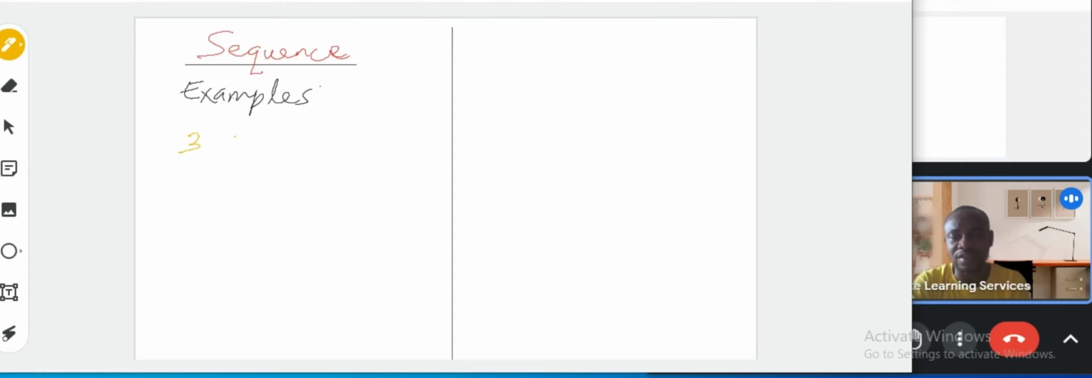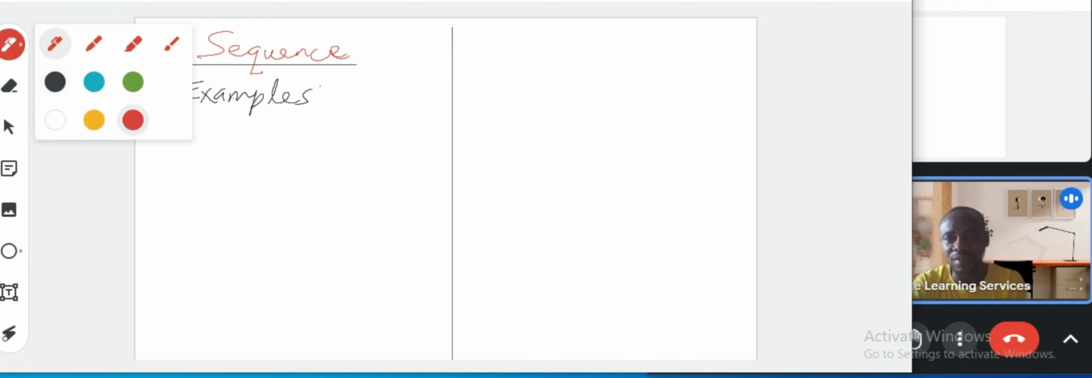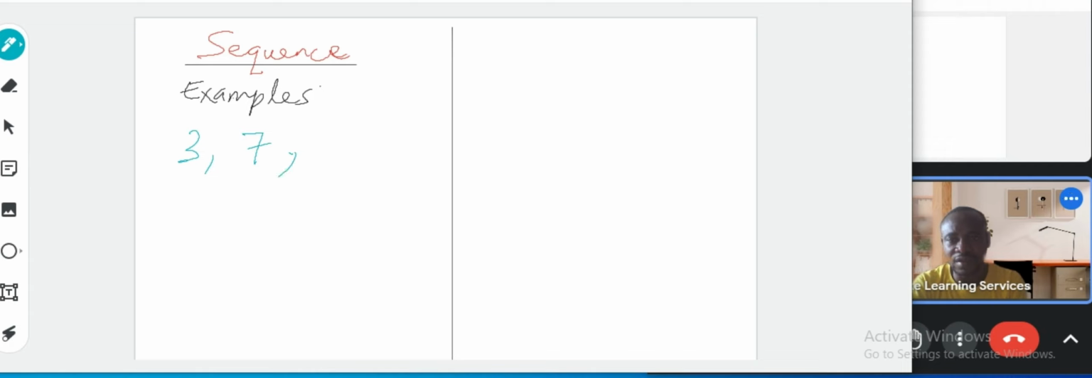Okay, look at this. Look at what I'm writing. 3, 7, 11, and so on. Let me write it properly, maybe with a black pen, blue. 3, 7, 11.